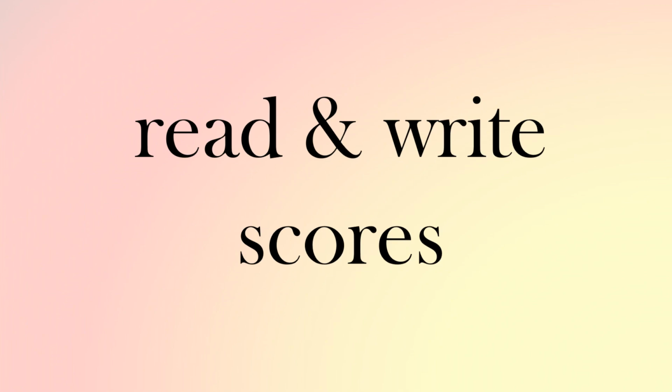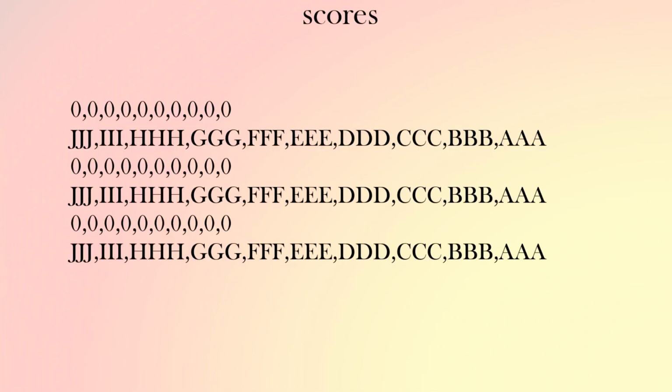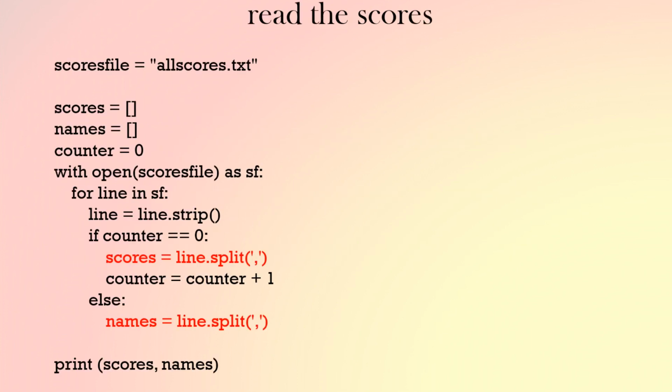We've got to read and write the scores. So when we get the data from the file, if we've got this scores and names, this is just an example with all 0 scores and just AAB to JJJ before players have put scores in. So when we read the scores, it's just a question of reading in the line and splitting by the comma, and putting them into the list.